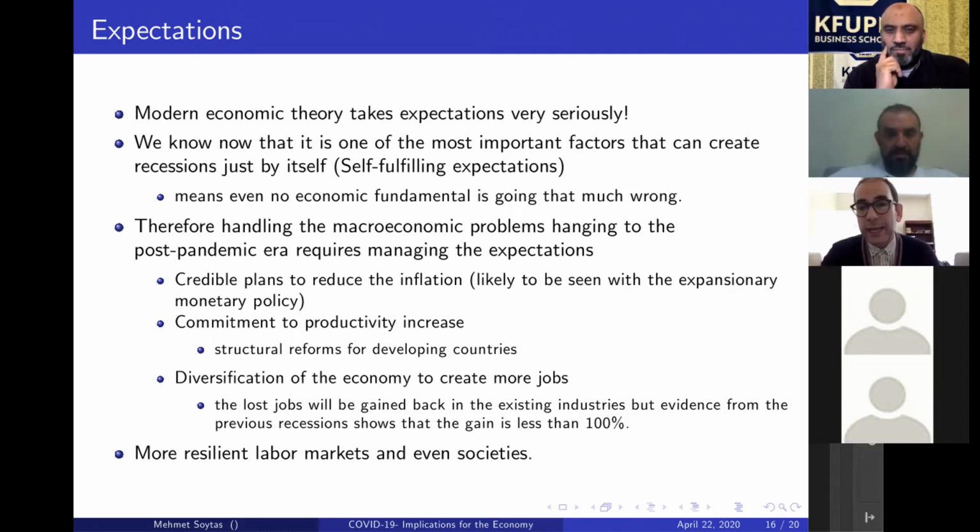But when you look at the job losses, yes, after the pandemic, some of the lost jobs will be regained in the existing industries. But evidence shows that if you look at recessions, this recovery is never 100%, and is considerably less than 100%. So yes, these people are at home right now because of the pandemic, but when it's over, not all of them will go back to work in their existing jobs. So if you also have a growing population, you have to find a solution to this problem: you have to find these people new jobs, and that only comes with a way to diversify the economy.